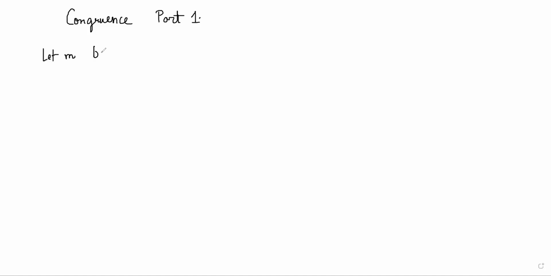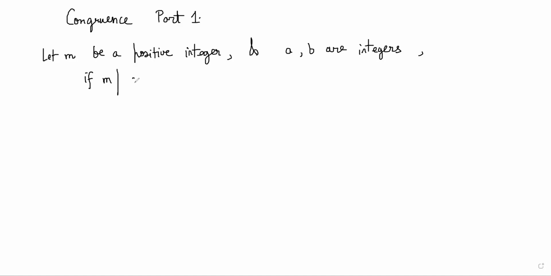Let m be a positive integer. M is a positive integer, and A and B are integers. In that case, if m divides A minus B, then we say that A is congruent to B modulo M, mod M. So this is the definition of two numbers being congruent to each other modulo M.